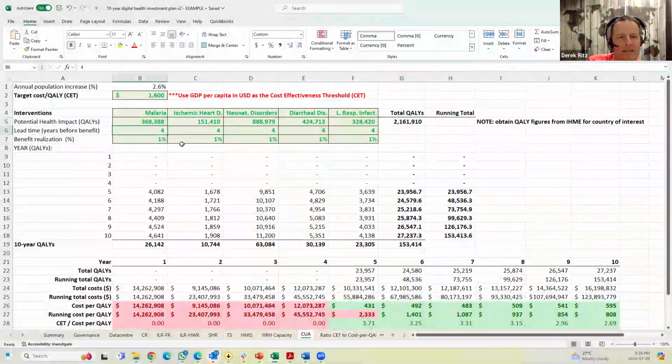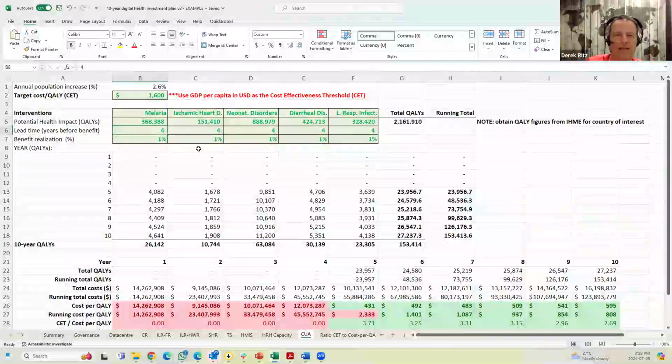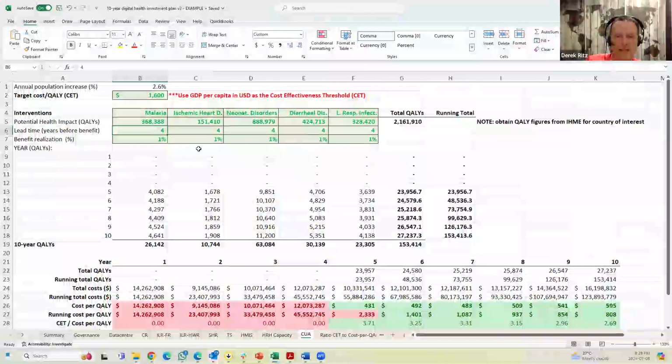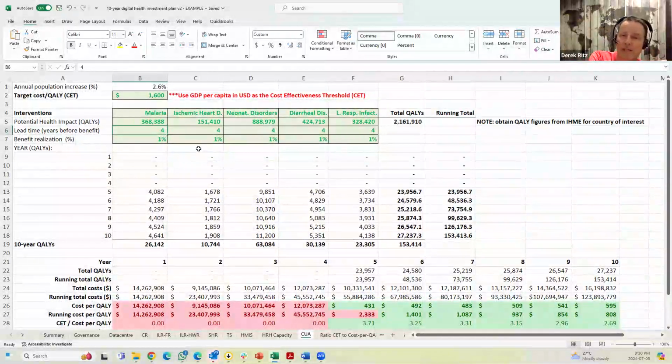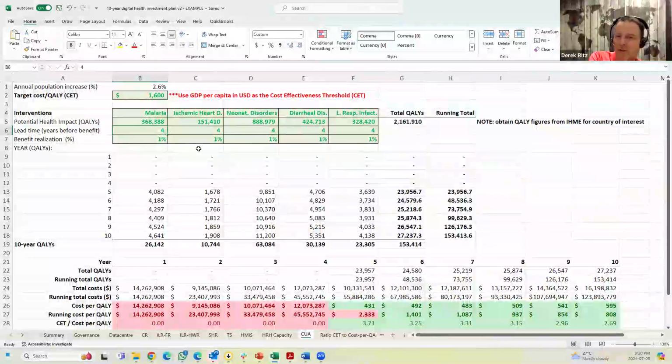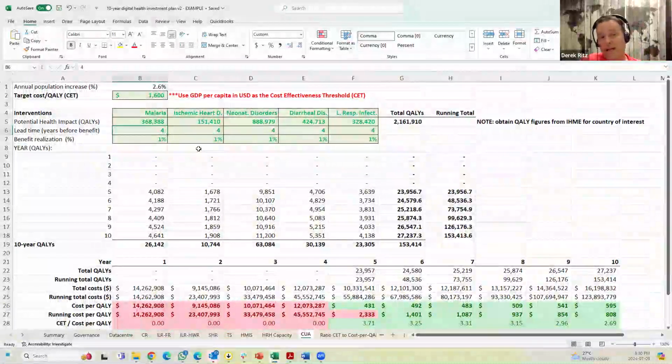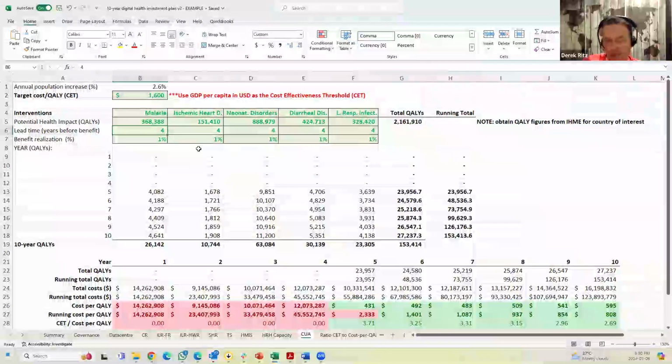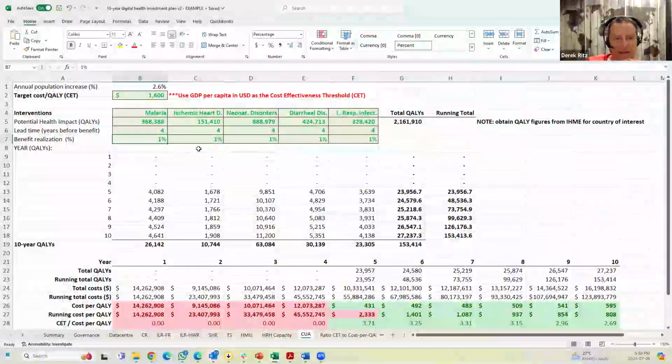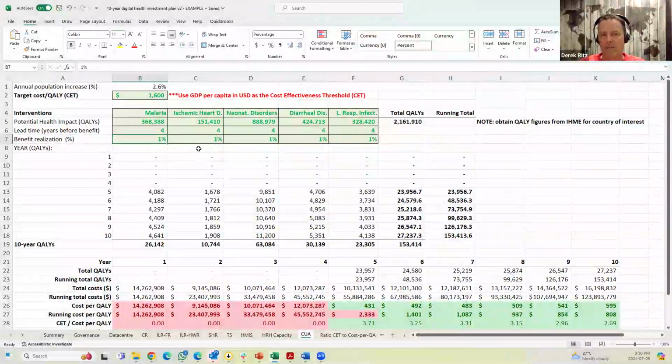We put in the lead time. How long do we think it's going to take before we start enjoying benefits? Remember, I talked about critical slice implementation that could maybe shorten the lead time. But if we think back, we were saying it was going to take 4 years to roll out all the digital health. Well, I'm saying I'm not going to get anything for 4 years. And then I'm saying my benefit realization, I'm going to make a 1% impact.